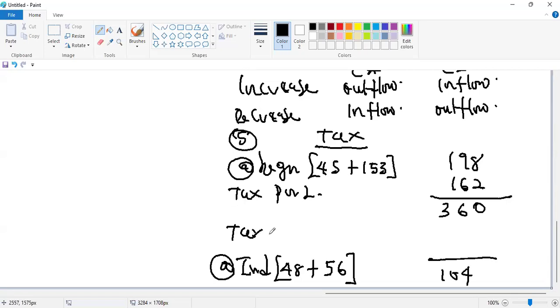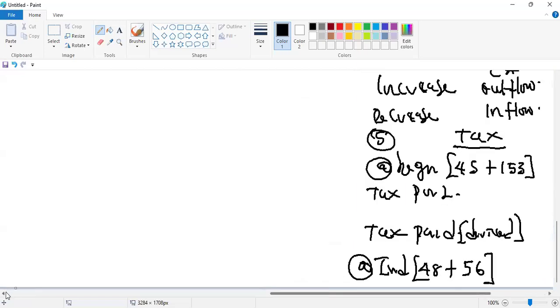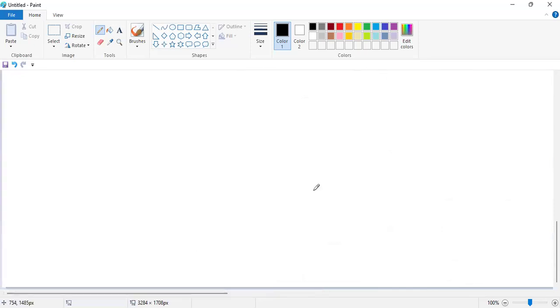How much is the tax paid now? 360 minus 104 to be derived. 256. That's it. Is there any issue, or do we need to take it once more? Or are you okay? Any issue? Do we need to take it one more time? So tax paid now is 256.